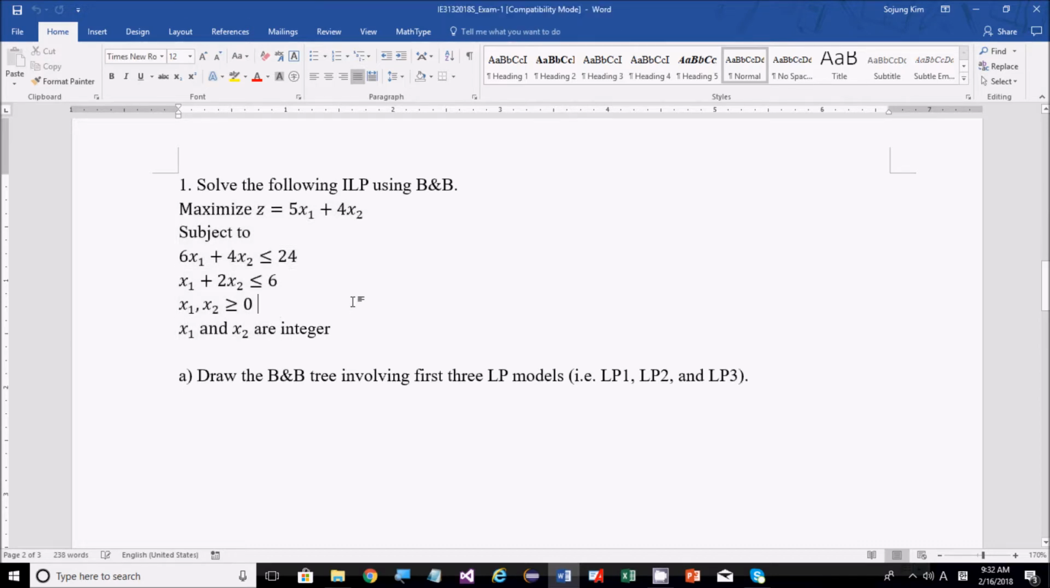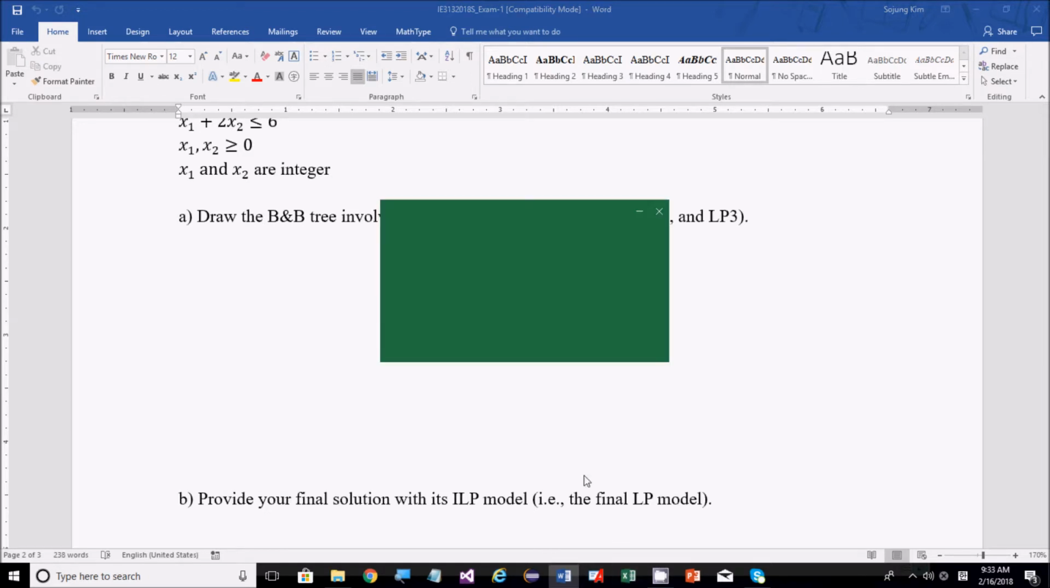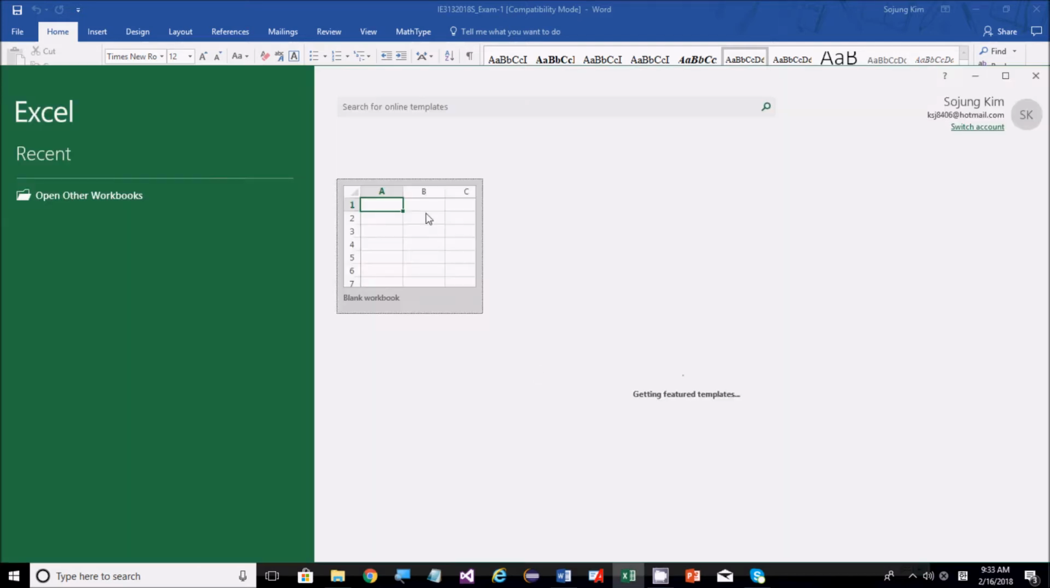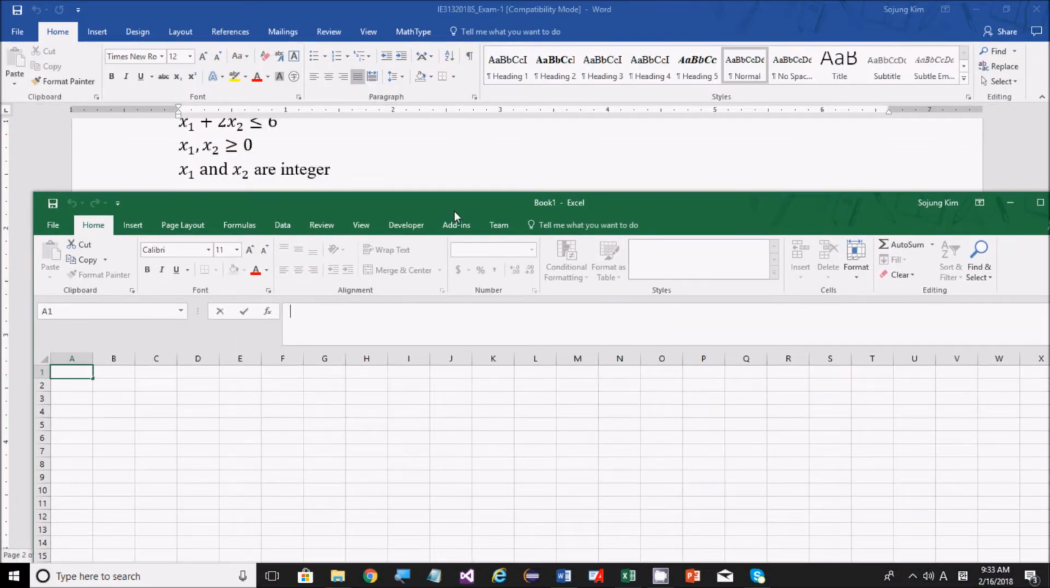We want to maximize this objective function involving these four constraints using branch-bound. Particularly, I'm going to use Excel to solve this problem. So open your Excel file so that you can use a solver in your Excel to solve this problem.